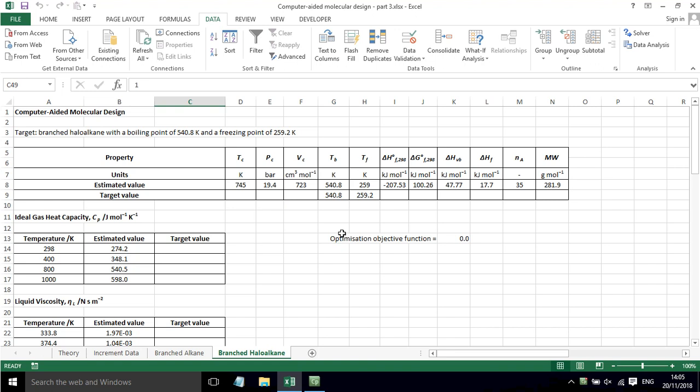So that has been a brief introduction to how we can use group contribution methods to guide us and target molecules with particular physical properties that we might be after.